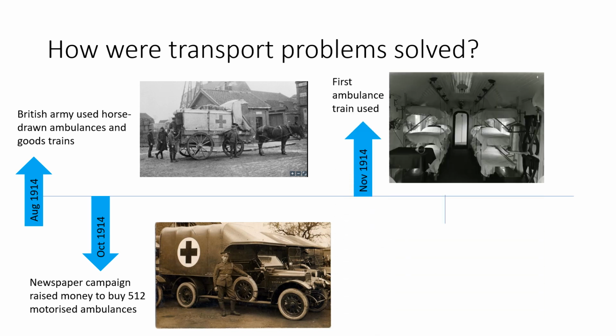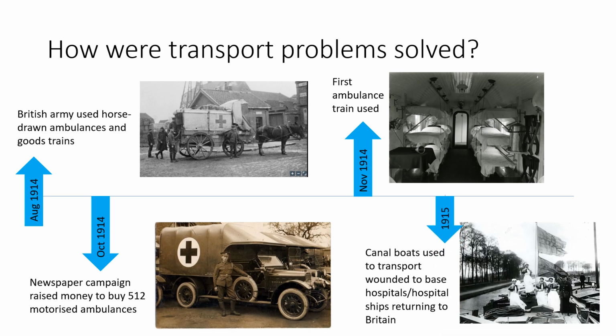By November 1914, there was a train that was used as an ambulance, and this, as you can see in the photograph, had hospital beds in it, and later on they even had an operating theatre where they could do operations on men to help save their lives. But it was a problem using trains because obviously they were using the trains to transport troops to go and fight, and also weapons and all those things, so there was a lot of pressure on the rail system.